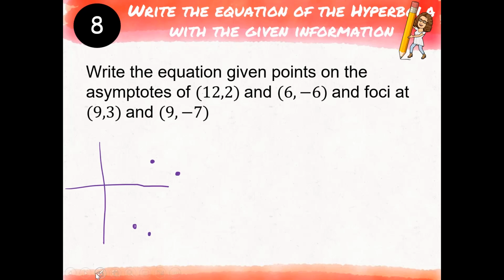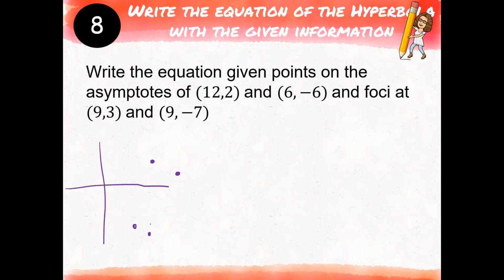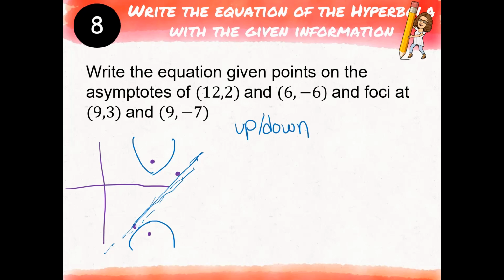Well, here's some strange things going on here. I'm going to go to the blue. I don't know the vertex, right? That's kind of weird because this is connecting. This is my asymptotes. I know that there has to be some kind of hyperbolas showing up, right? From this, I do know this is up and down. That is one thing I can definitely glean from this information.